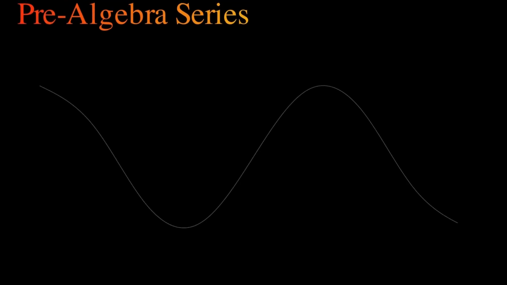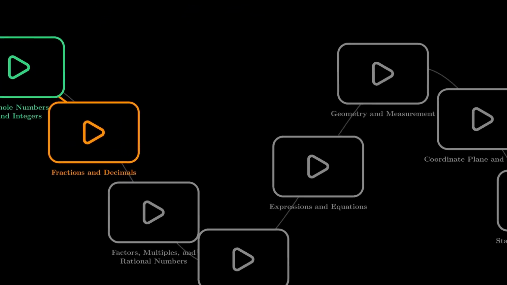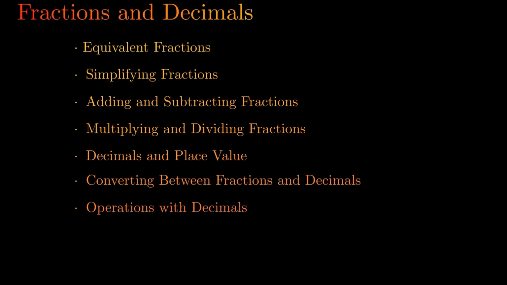Welcome back to pre-algebra. So far, we've mostly dealt with whole numbers, counting things like 1, 2, 3 apples. But the real world isn't always whole. What happens when you have half an apple, or $2.50 in change? In this video, we are exploring the math of parts of a whole. We have two main languages for describing these parts: fractions and decimals. They look different, but they usually talk about the exact same thing. Let's dive in.